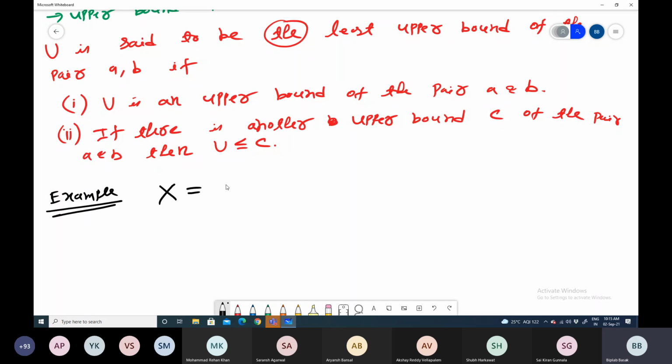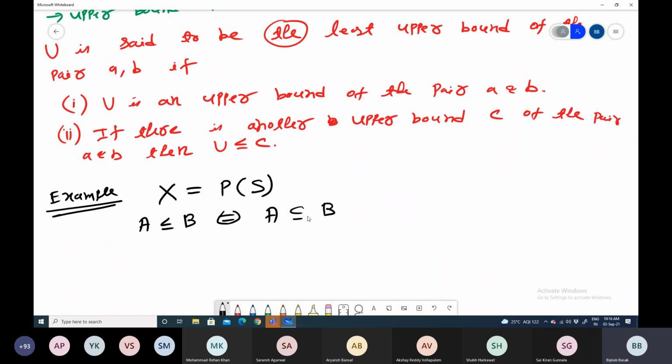So let X equal to, say, the power set of some set. And A less than or equal to B means actually A is a subset of B. In this way, you are defining the partial ordering. It is easy to check that it is a partial order.